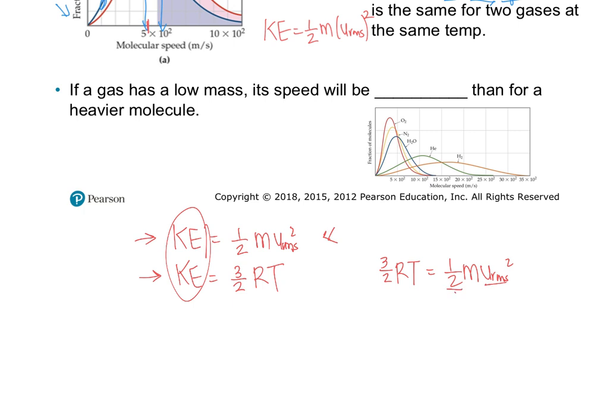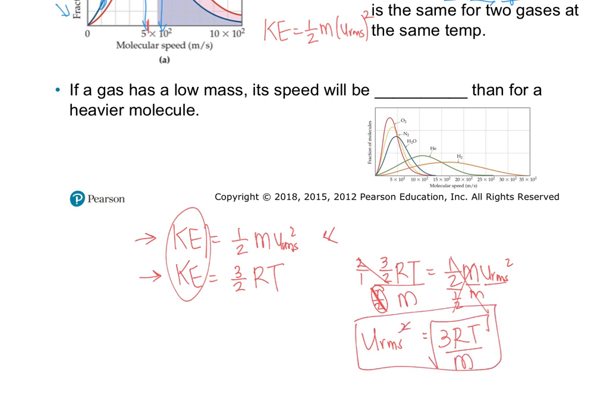I'm going to divide by 1/2 and mass. Dividing by 1/2 is the same thing as multiplying by 2/1. So notice the 2's cancel out. Cross out that whole thing. So URMS squared is equal to 3RT over m. And then we can square root the whole thing to get the overall speed. So this is what we will use: the root mean squared velocity is equal to the square root of 3RT over the molar mass.